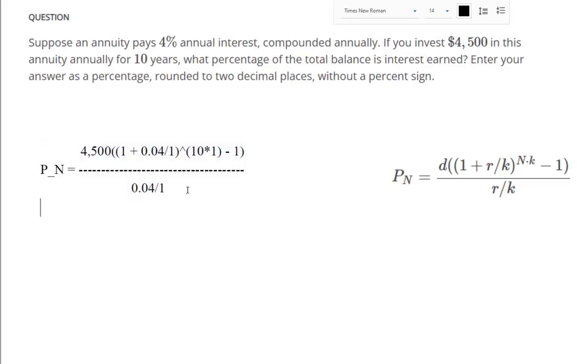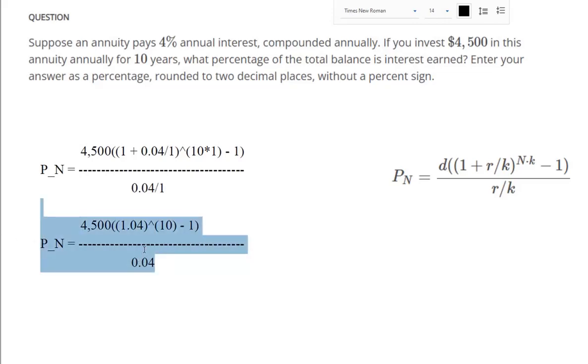Okay, so we can plug this in our account here. This parentheses is 0.04 divided by 1 is 0.04. So we got 1.04 inside this parentheses. 10 times 1 is just 10. And then 0.04 divided by 1 is 0.04. So it's getting simpler. So we've taken care of the parentheses. Exponents are supposed to come next.